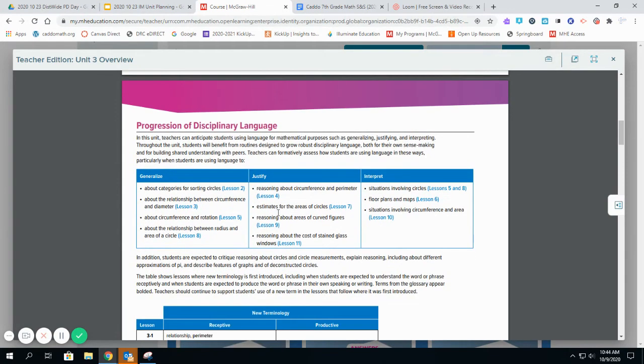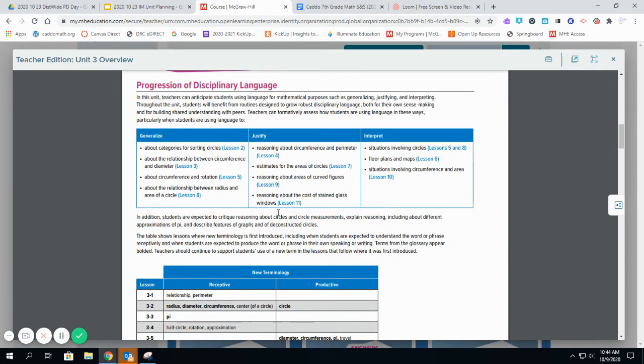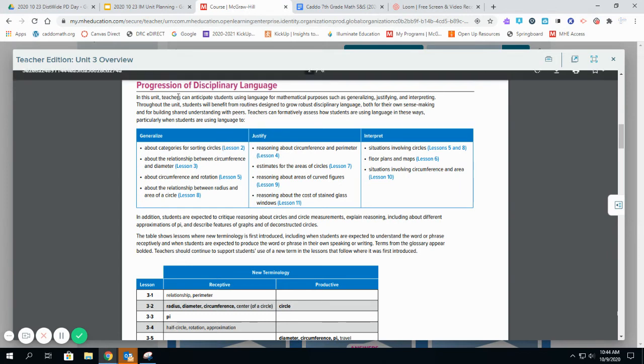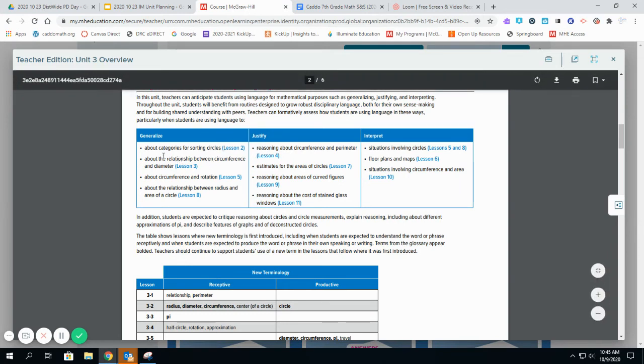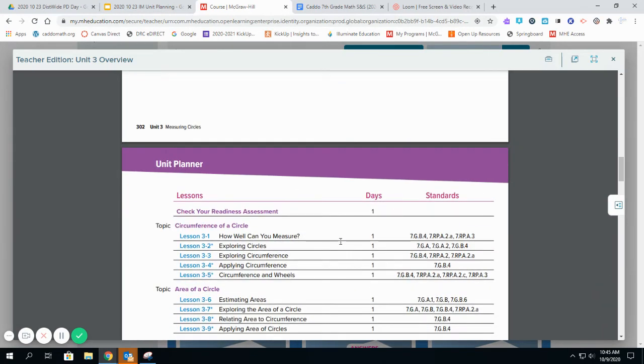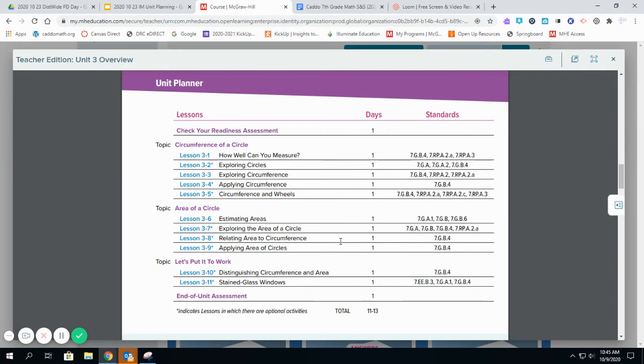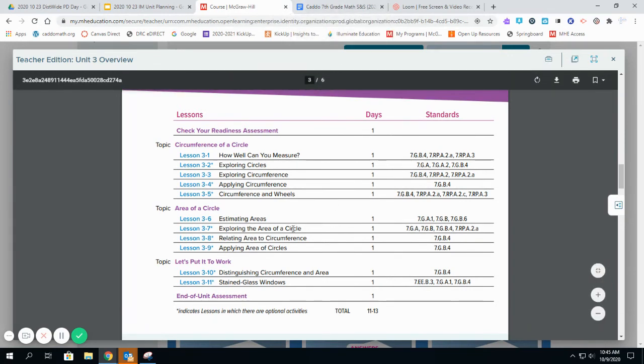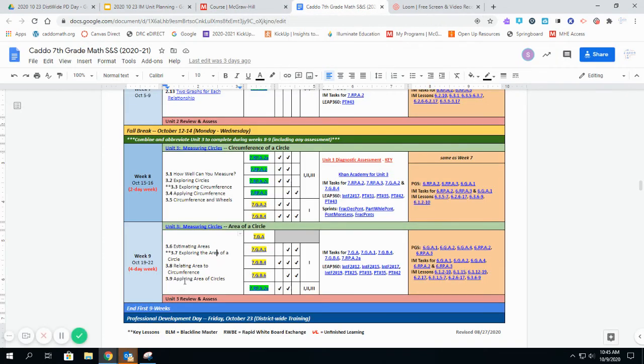And scrolling on down, I've got lots more information, the new terminology, and you can see here the progression of disciplinary language throughout the lessons, and they've got the lessons indicated there. Then I've got a list of the lessons, and I don't know if you noticed this when we were looking at the scope and sequence a minute ago, but this Unit 3 actually goes through 11 lessons. In our scope and sequence, we only go through lesson 9, so something to consider there.